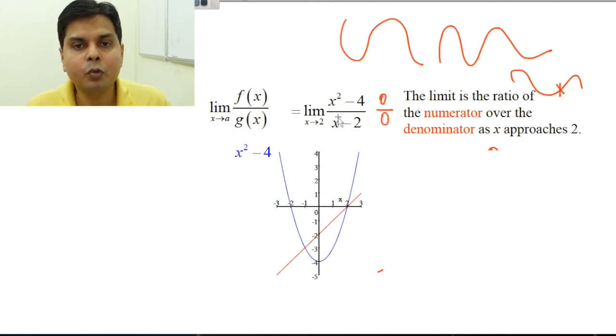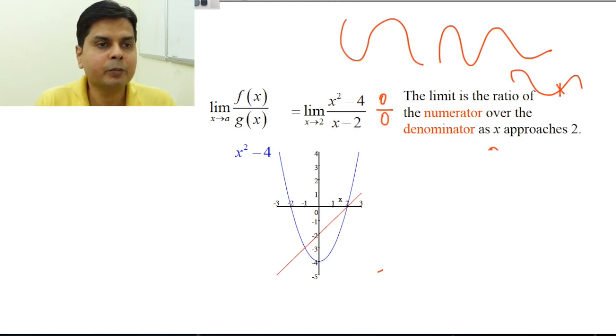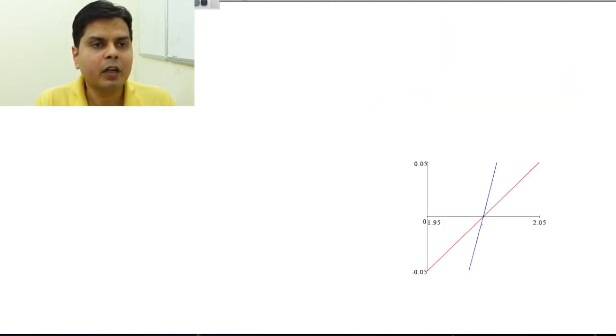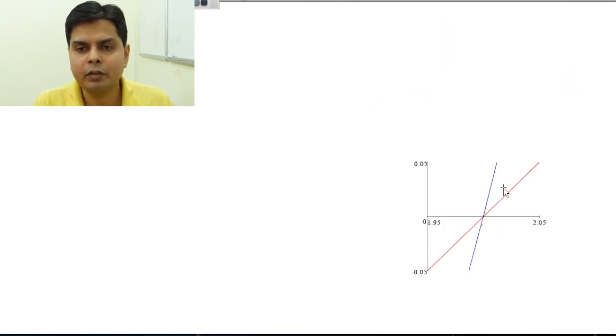At x is equal to 2, I cannot substitute because I will be caught in this 0 by 0 trap. So what I do is I will substitute this curve. You see what this is? This is my x square minus 4, but it is looking like a straight line. This is my x-axis and this is my point 2. I have gone very close to 2. This is my 1.95, this is my 2.05.